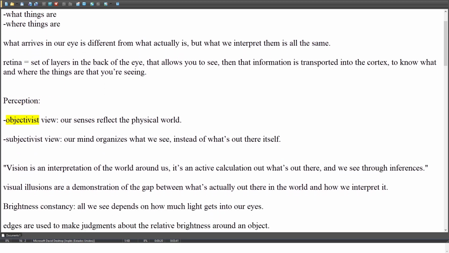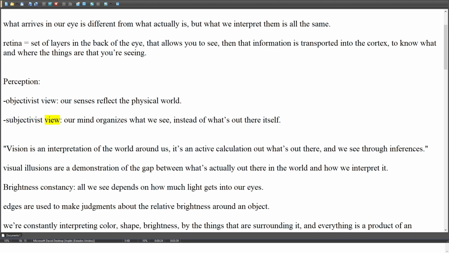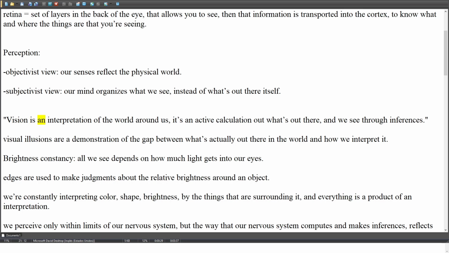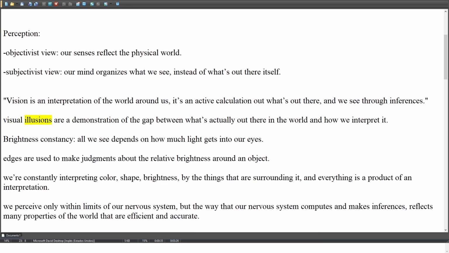Perception. Objectivist view: our senses reflect the physical world. Subjectivist view: our mind organizes what we see, instead of what's out there itself. Vision is an interpretation of the world around us. It's an active calculation of what's out there, and we see through inferences. Visual illusions are a demonstration of the gap between what's actually out there in the world and how we interpret it.